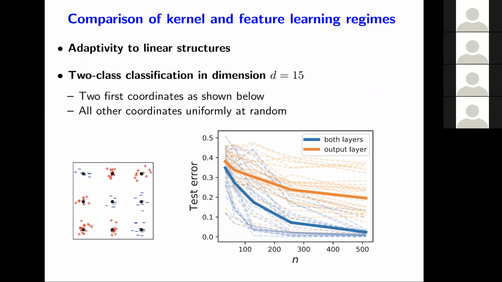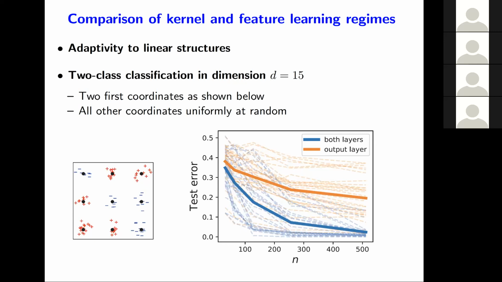Okay. So here I'm taking a very basic problem we have in R of dimension 15, D of dimension 15, and I'm assuming all the signal is on the first two coordinates, and this is how the first two coordinates look like. Okay, well separable, and I add noise in the other coordinates. Okay, so I know that the optimal prediction will be only on two variables, okay?